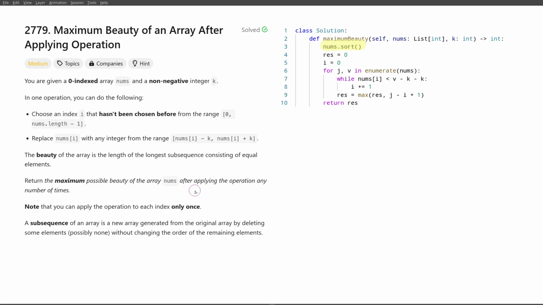Now, what does sorting give us? Of course it costs us the n log n time complexity, but what it gives us is that now our subsequences are the same as subarrays.